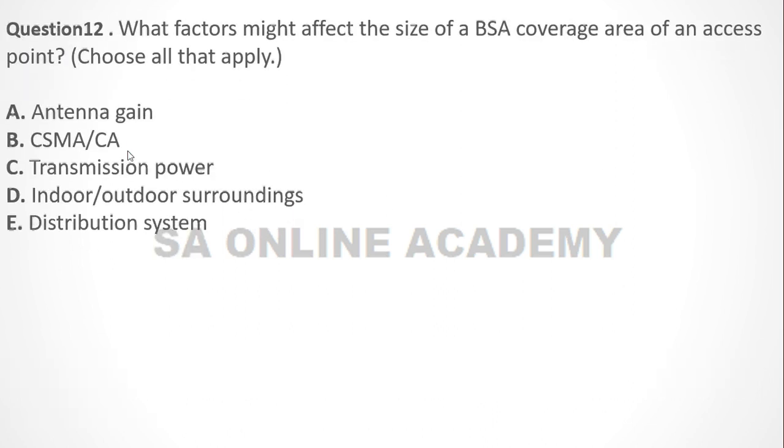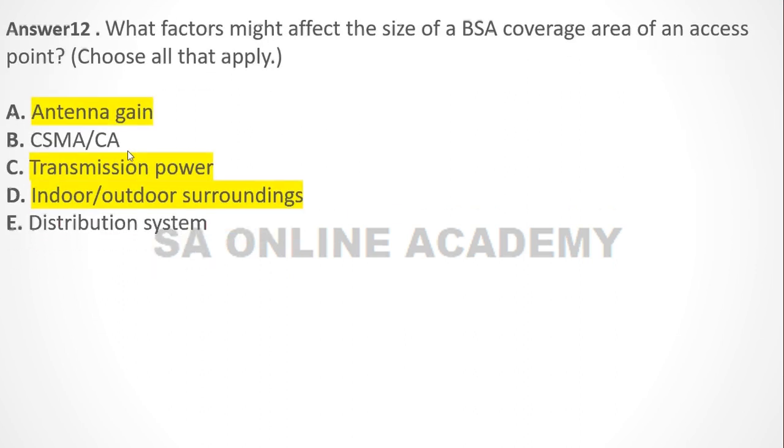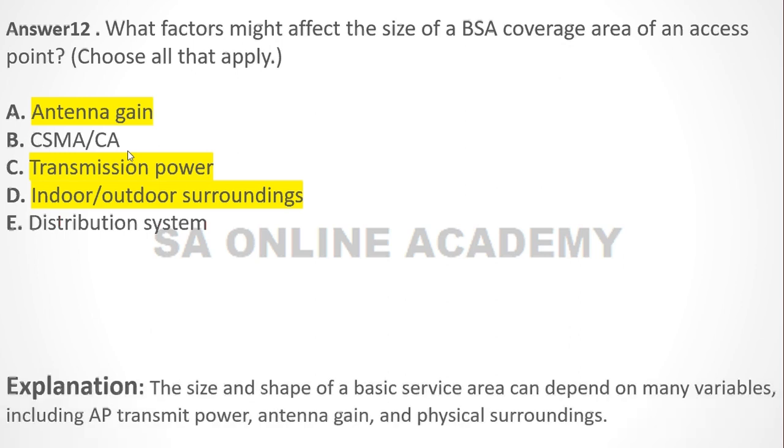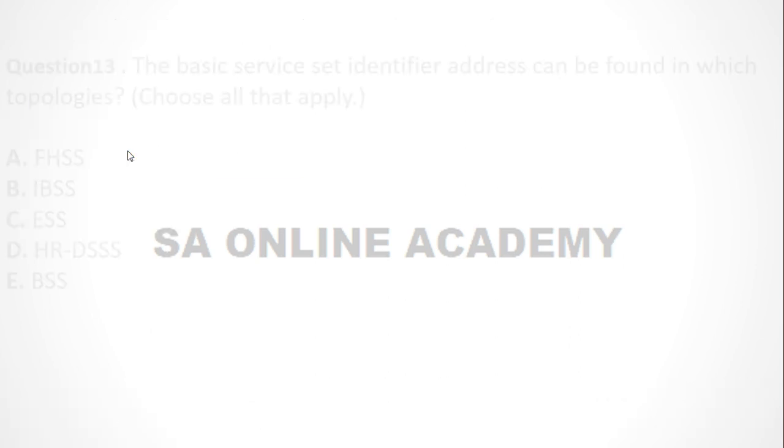What factors might affect the size of the BSA, basic service set area coverage, of an access point? Antenna gain, CSMA, transmission power, indoor outdoor surrounding, distribution system. The correct answer to this is antenna gain. With higher antenna gain, coverage will be high. With more transmission power, the coverage will be high. If the surrounding is clear, then the coverage area will also be more.